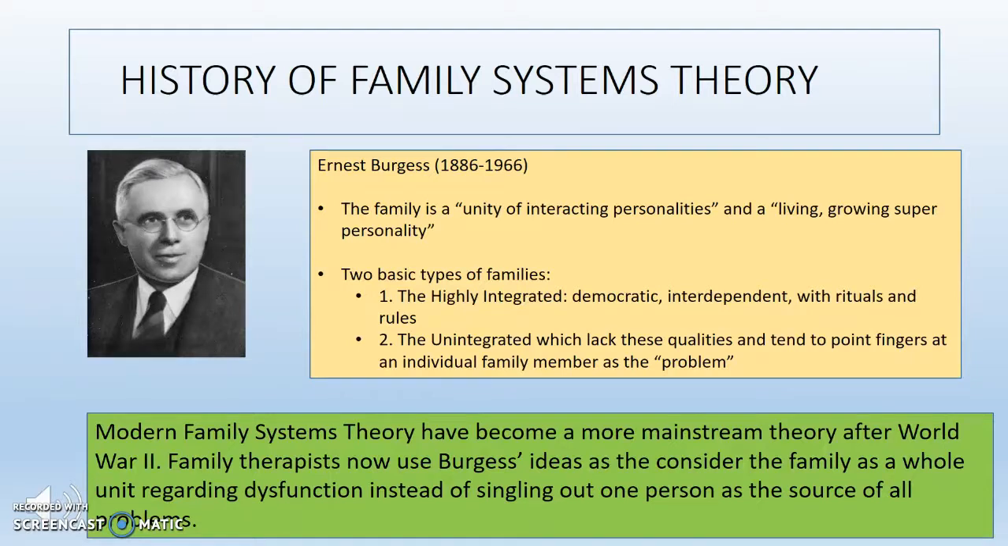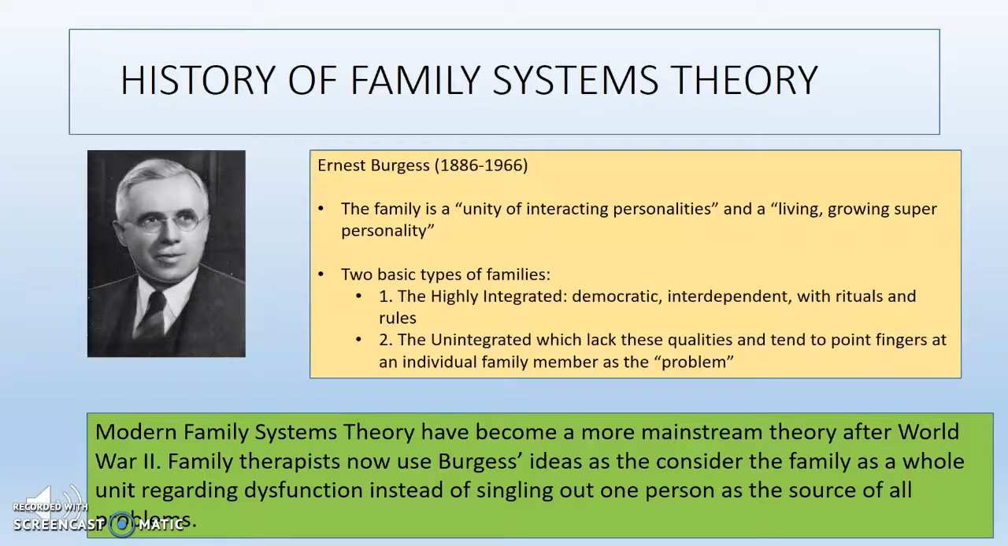Family systems theory did not hit mainstream until the 1960s after World War II. However, one of the first scientists to study and define family systems theory was Ernest Burgess in 1926. He presented a publication to the American Sociological Association that described the family as a unity of interacting personalities and was actually a living, growing superpersonality.